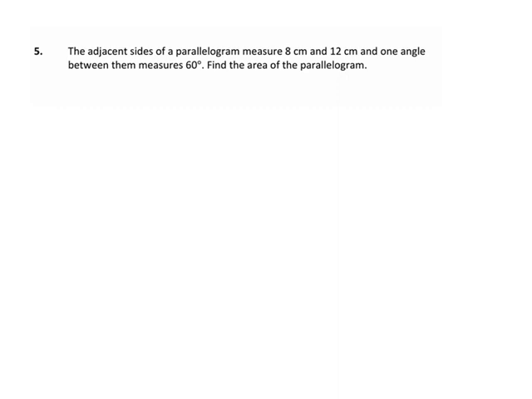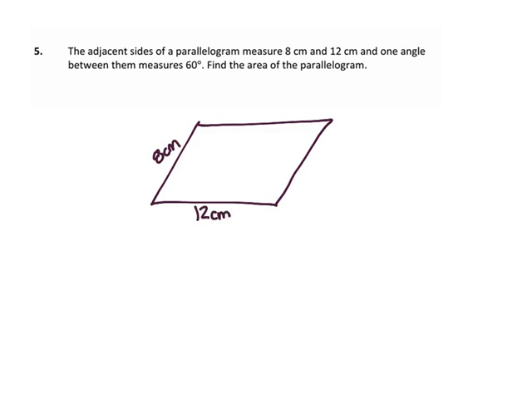So it says the adjacent sides of a parallelogram measure 8 centimeters, 12 centimeters, and one angle between them measures 60 degrees. So let's just draw a parallelogram real quick. We know we need to be working with triangles, but we've got 8 centimeters, 12 centimeters, and then 60 degrees. And then if we split this into triangles, we've got 2 congruent triangles. This one has a side length of 12 centimeters, we've got 8 centimeters, and we've got our 60 degree angle again. And we've actually got side, angle, side on each of these triangles, but we're just going to use 1 and multiply it by 2 to find our area.